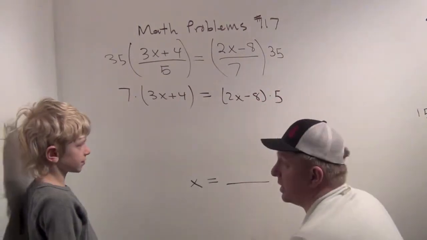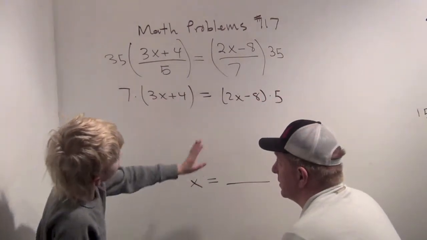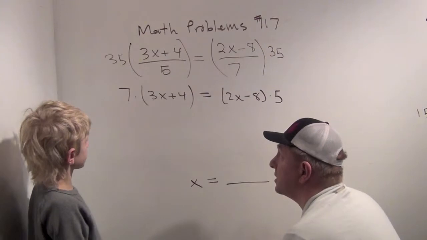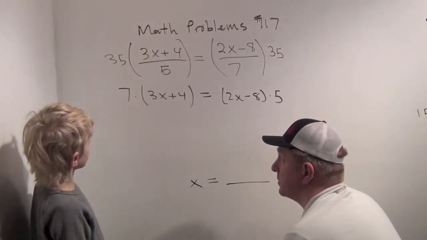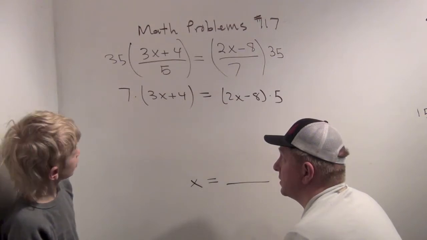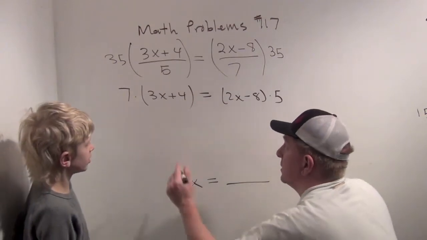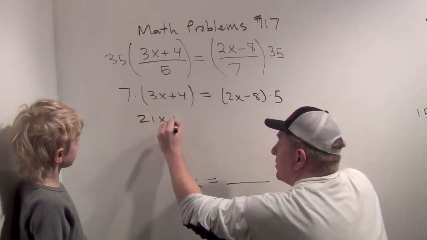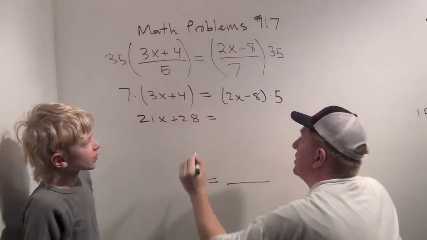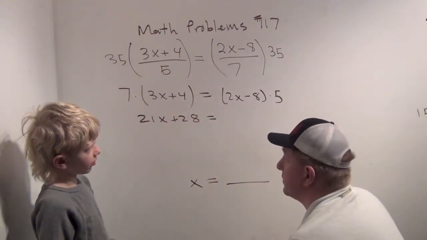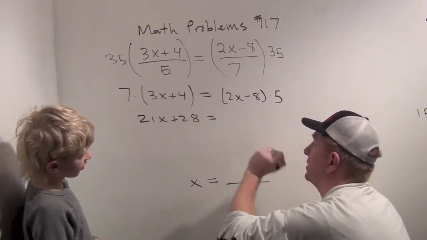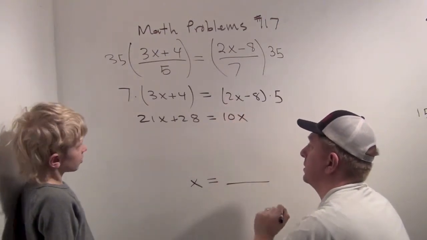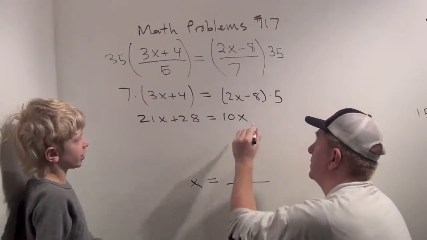Okay, now what can I do? Now you can do the multiplication. Oh, okay, awesome. What does that equal? This equals 21x plus 28. 21x plus 28. And how about this side? That side equals 10x minus 40. Minus 40.